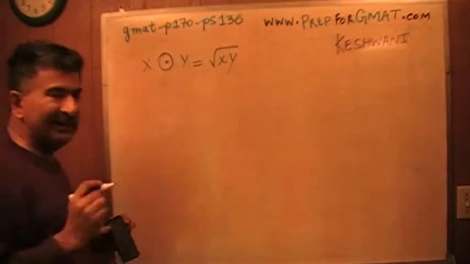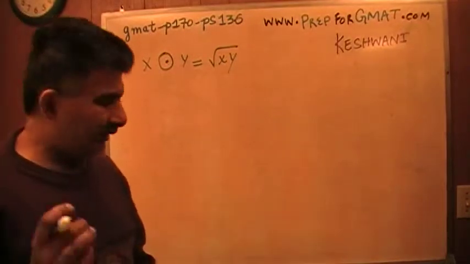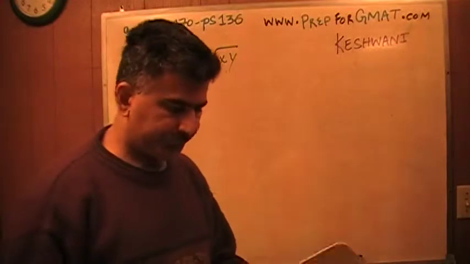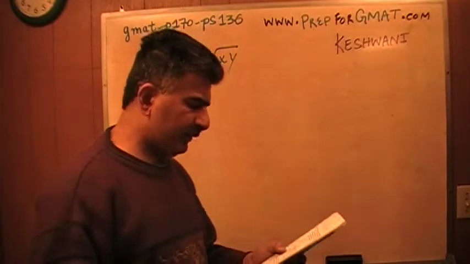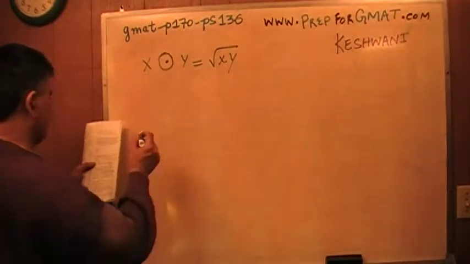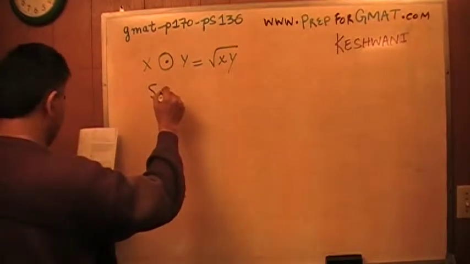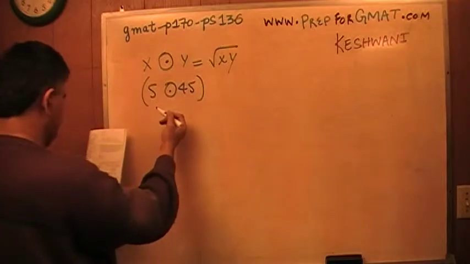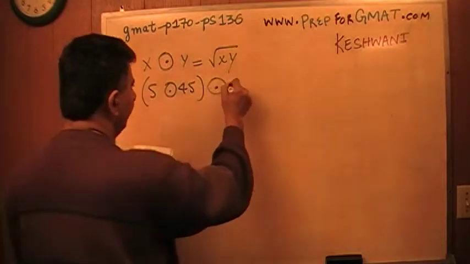The symbol has no meaning. The symbol has no name. It is just there to annoy you. Let's take a look at it. Then the question simply is, what is the value of this quantity? 5 and 45, and then another one outside, which is 60.